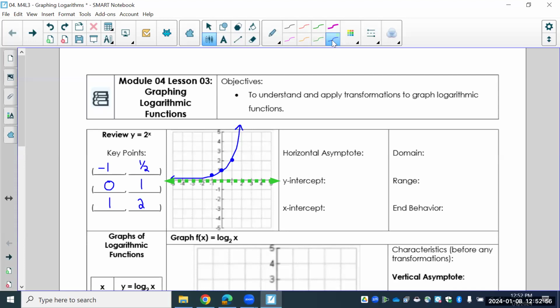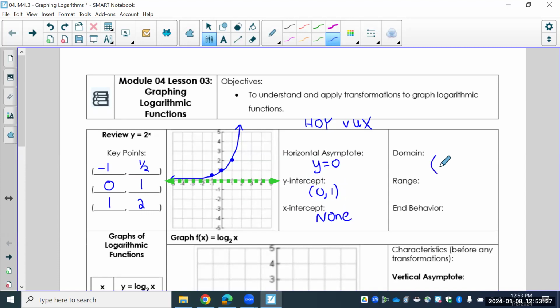Now, this graph has an asymptote right here on the x-axis. That is a horizontal asymptote, and you might remember the mnemonic device called HOYBUCKS, which we use to try to figure out kind of frustratingly similar ideas. So if it's horizontal, the slope would be 0, and the equation would be y. So the horizontal asymptote is y equals 0. The y-intercept is right here. It's one of the key points. It's 0, 1. Because there is an asymptote on the x-axis, there would not be an x-intercept.